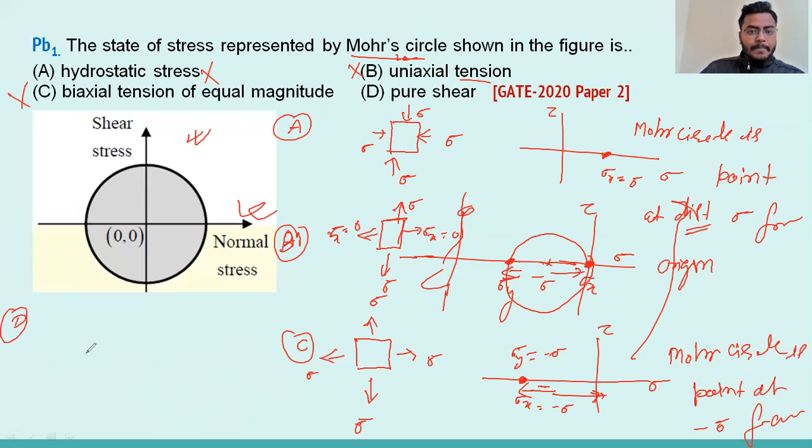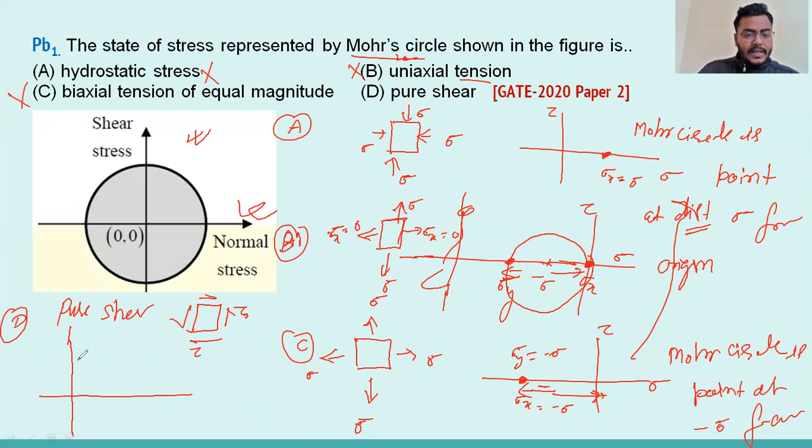Now option D, pure shear. It means this is the case. You can see there is no normal stress acting, only shear acting. So this is the tau. What is the construction procedure? First look at sigma x, which is not given, meaning 0. Sigma x is here. Now look at sigma y, that is also 0, also here. From sigma x, draw a vertical line, that is tau. From sigma y, that is also here, draw a line tau. Hitting this point, this will be the center.